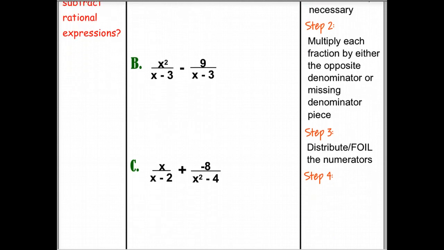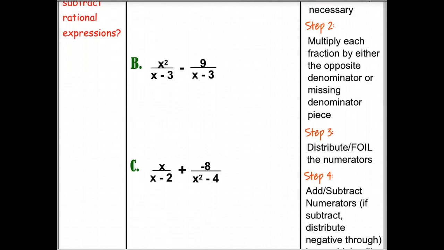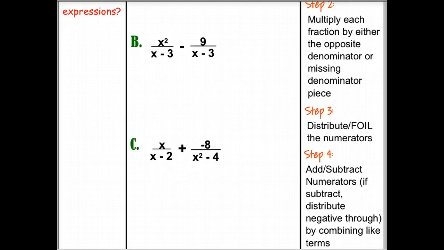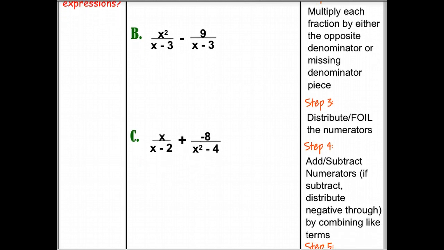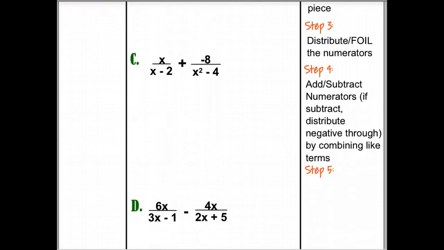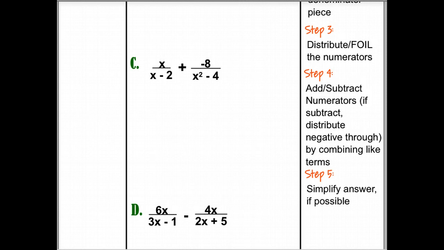And then step 4 is going to be add and subtract numerators. If subtract, make sure you distribute the negative through by combining like terms. And finally, step 5 is to simplify your answer if possible.